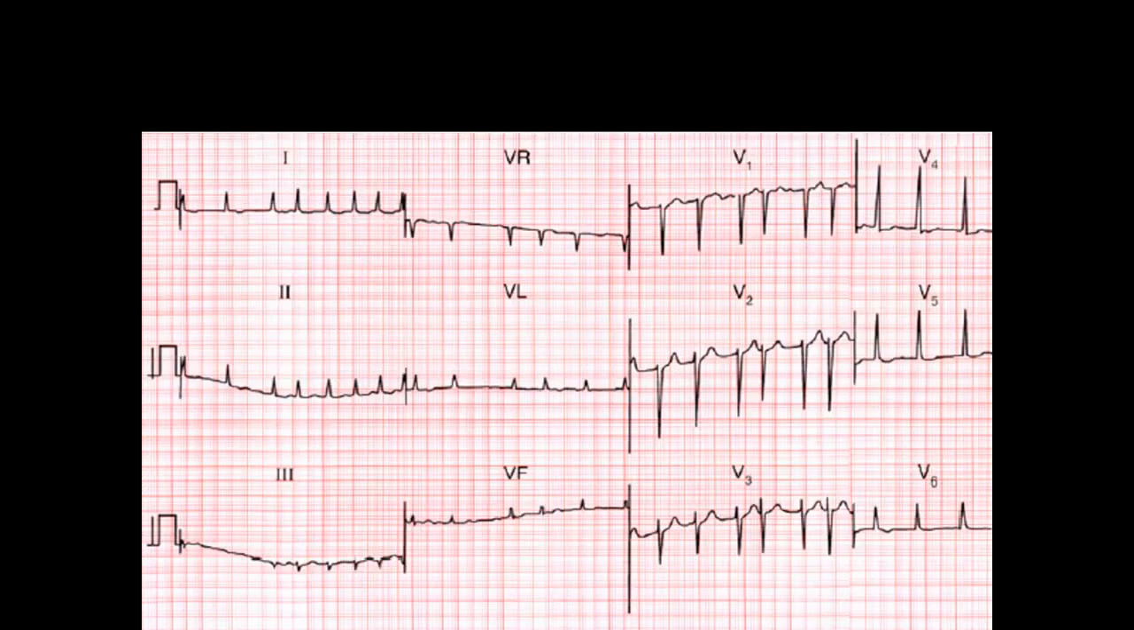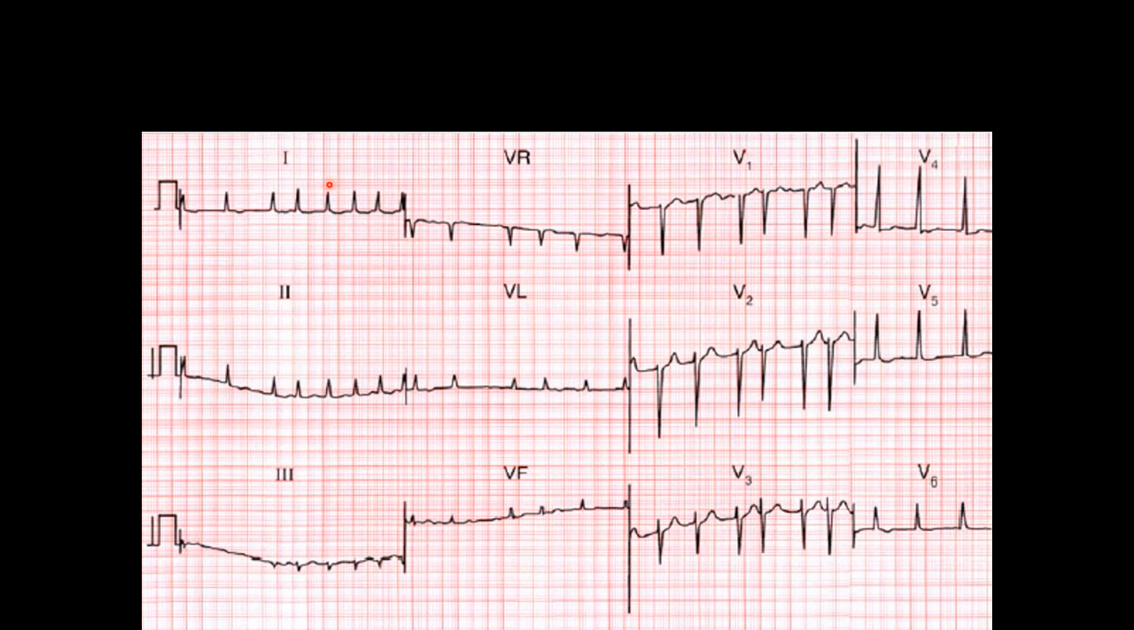So look at this ECG. You can see the rhythm is not regular in this ECG. Here you can see this RR interval is greater than the next RR interval. So rhythm is irregular. So what you will do, first you will count 50 large boxes.